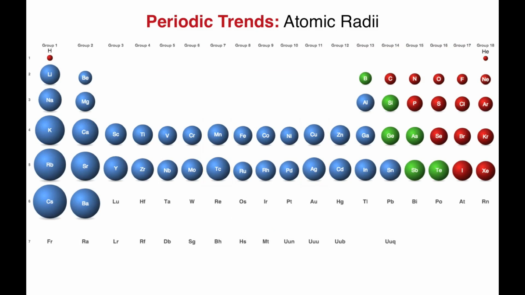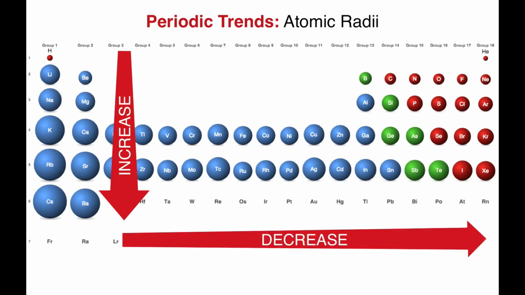We'll only be noting that as you go down a group, there is an increase in atomic radius, and as we go across a period, there is a decrease in atomic radius.